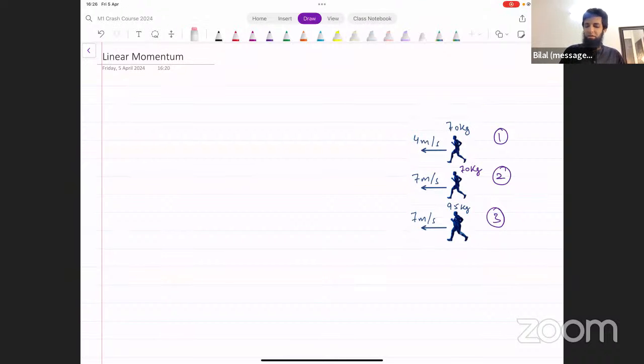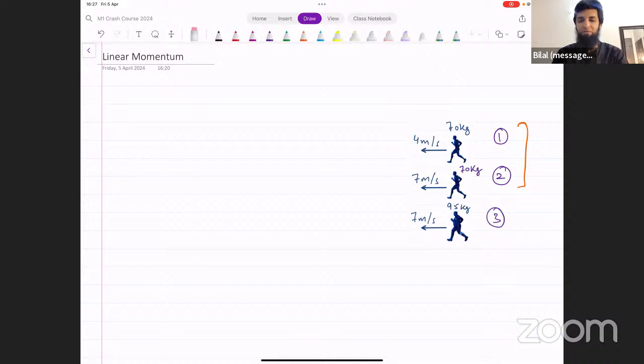Now think about it. Let's compare the first two people, person one and person two. Person one has a mass of 70 kilograms. Person two has a mass of 70 kilograms as well. So both of them have the same mass, but they're running at different speeds. One is running at 4 meters per second and the other at 7 meters per second. Which one of them do you think is going to have higher momentum? Which one of them is going to be more difficult to stop, the first one or the second one?